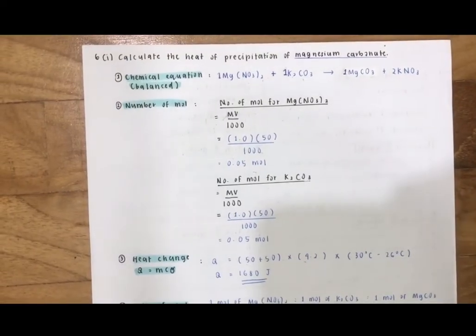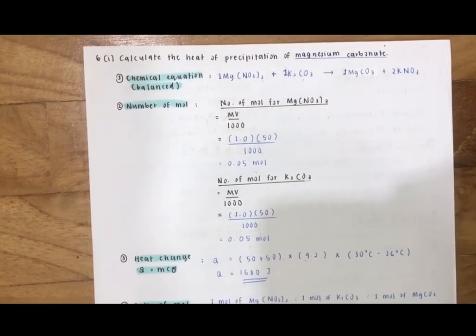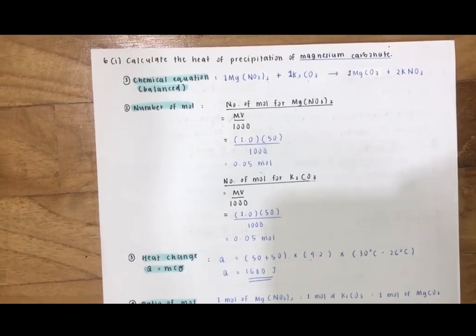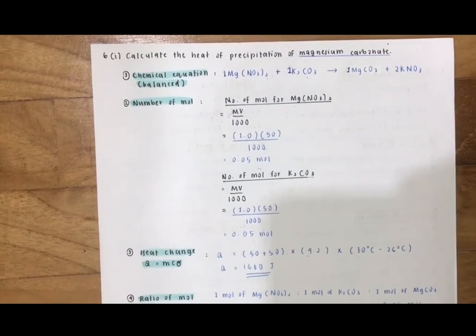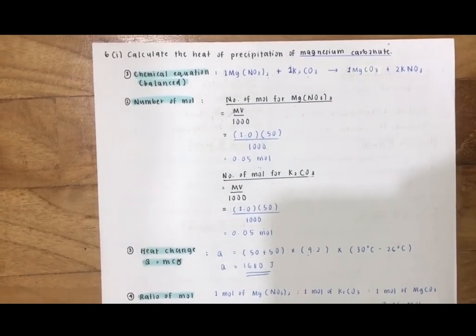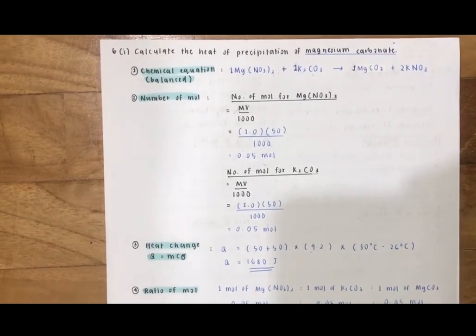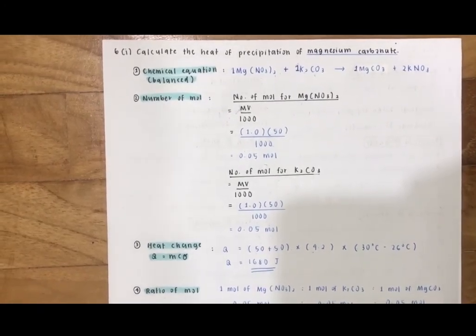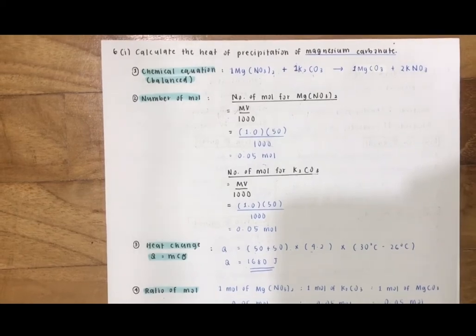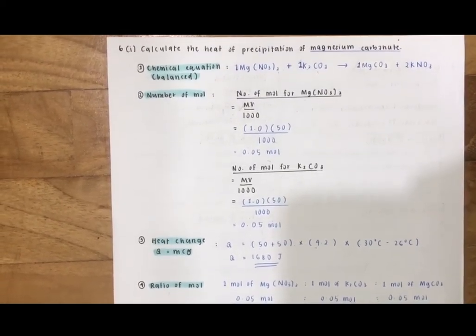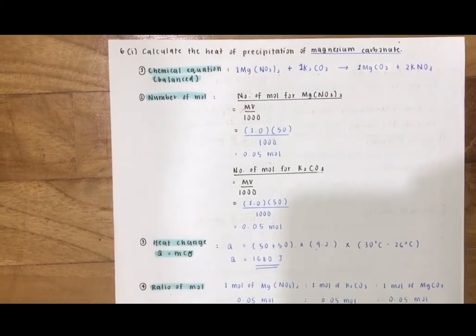For question 6.1, it asks us to calculate the heat of precipitation of magnesium carbonate. So I'll take you step by step on how to do the calculation. The first step is to write the chemical equation, and the chemical equation must be balanced. The reaction involved magnesium nitrate reacted with potassium carbonate, which then will produce magnesium carbonate and potassium nitrate.